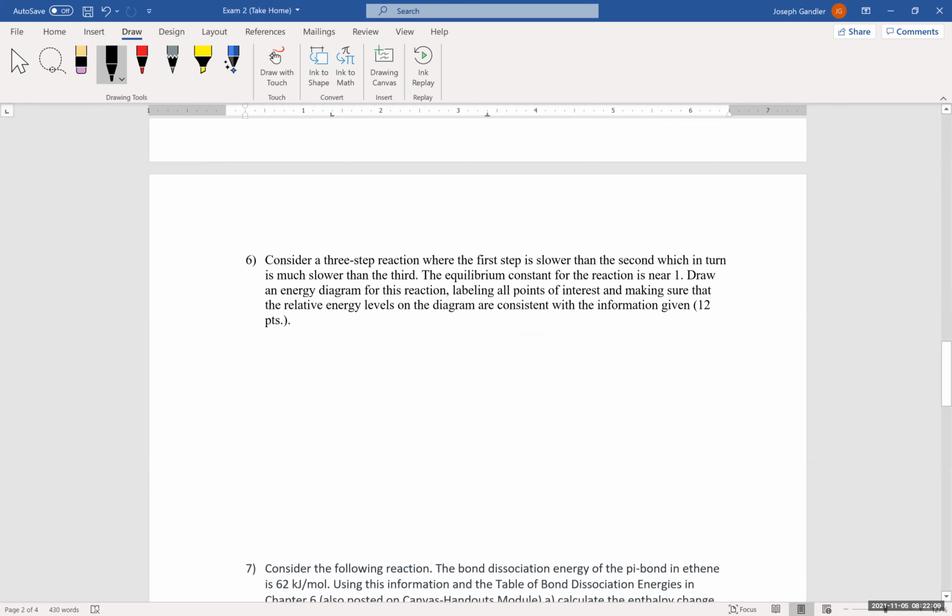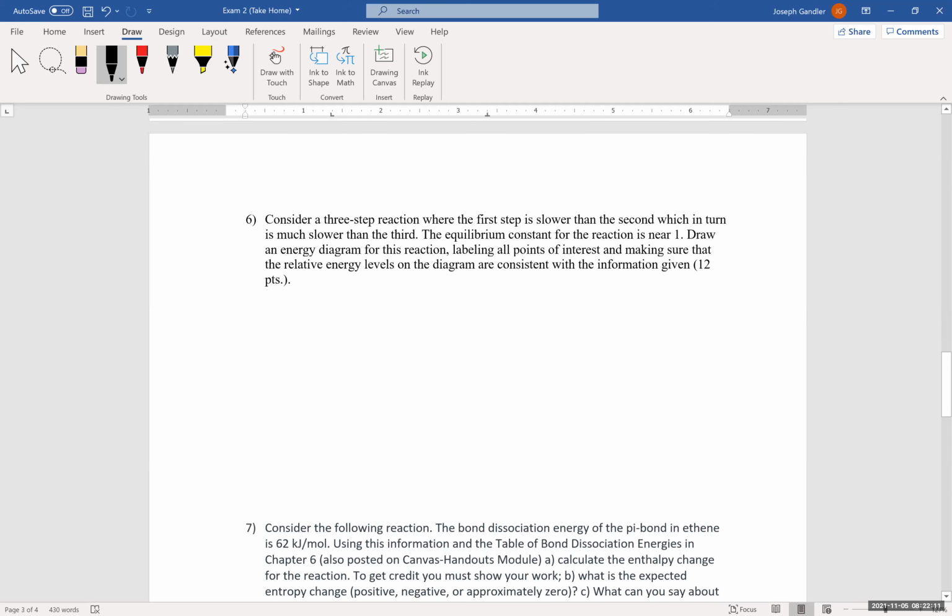So here is a 3-step energy diagram. Let's draw the diagram, where the first step is slower than the second. And then it says the second is much slower than the third, right? So here's the second, and it's going to be much slower than the third.